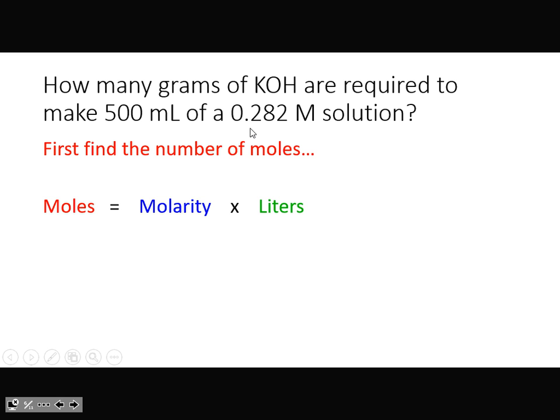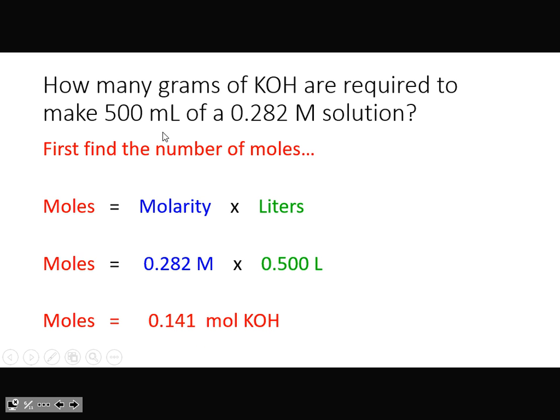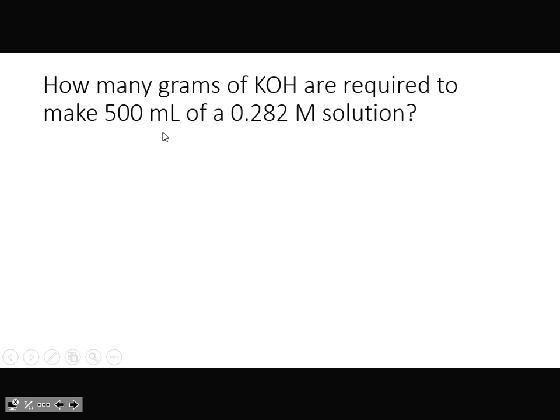My molarity is right here, 0.282. My liters, 0.5. So I take those two values, I calculate that to get 0.141 moles of potassium hydroxide. I take that amount of moles now, and I have to determine the number of grams. Well, I can go from moles to mass because I know how to work my flux capacitor. I need to find the molar mass of potassium hydroxide, so go ahead and do that and convert the number of moles to mass. Pause the video.